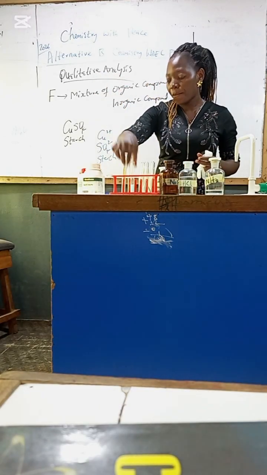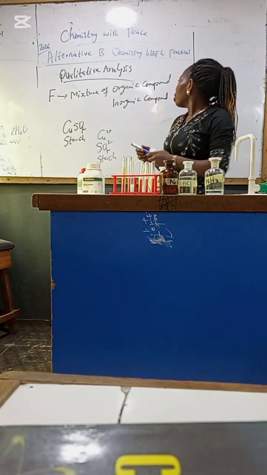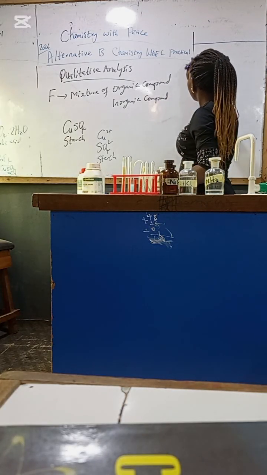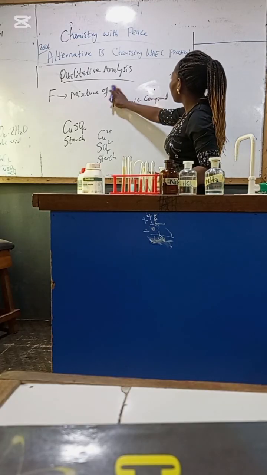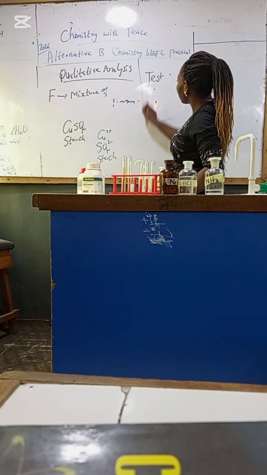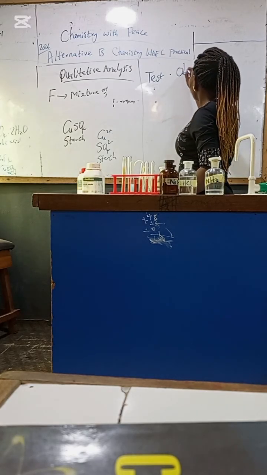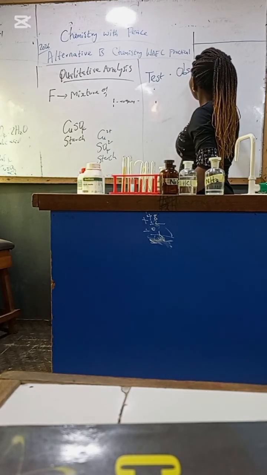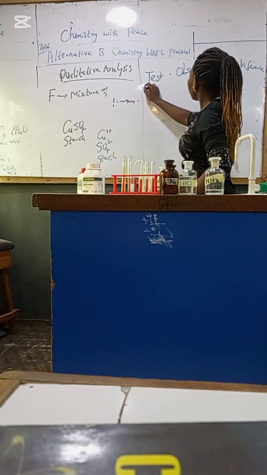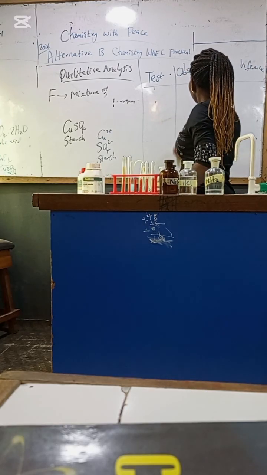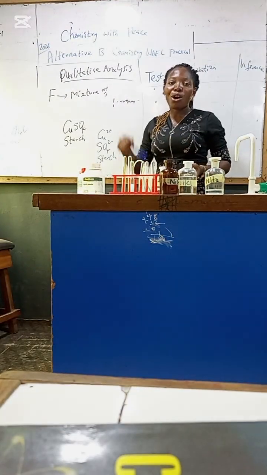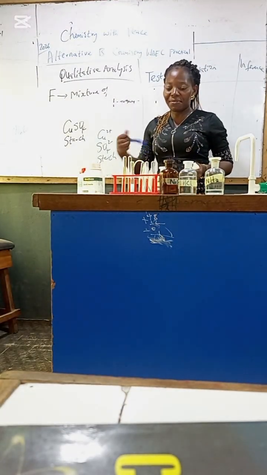Okay, and remember, to answer the question, we are going to have in a tabular form: test, observation, and then inference. We have test, observation, and inference.